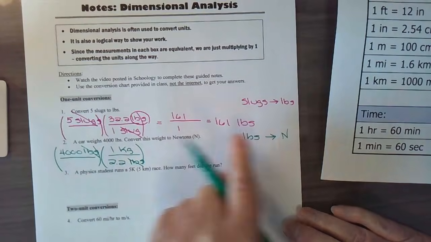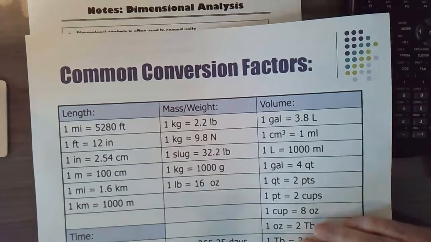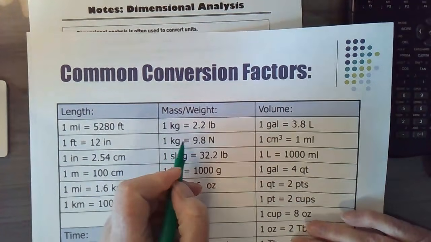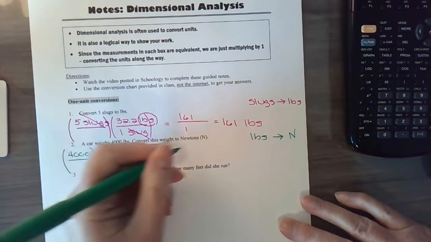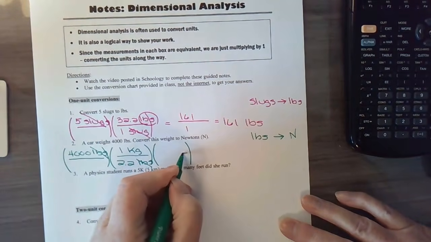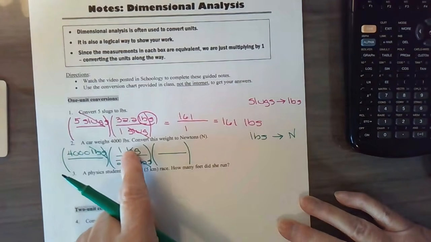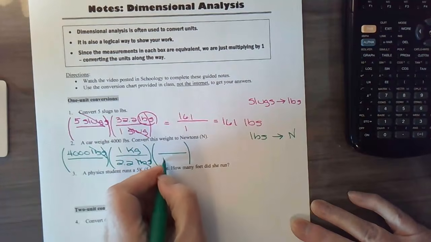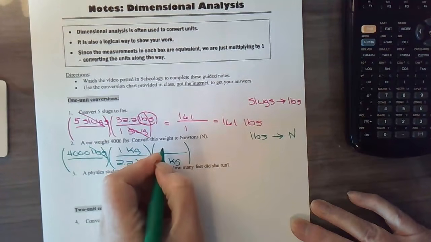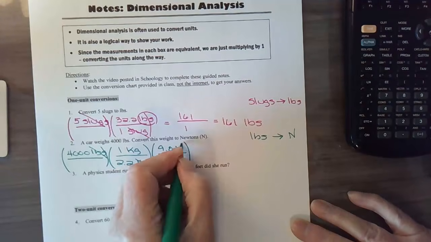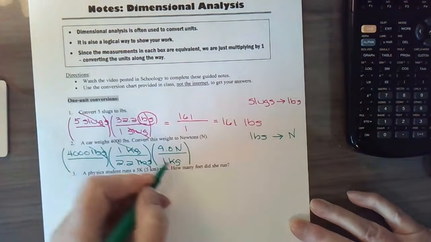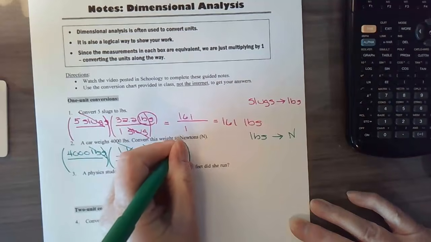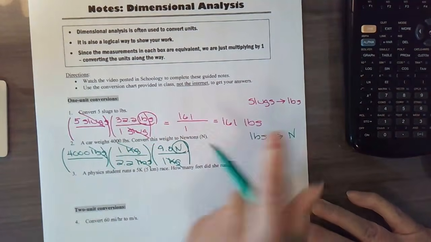How could I get to newtons? Kilograms to newtons. How about this one? 1 kilogram is 9.8 newtons. That's an equivalent fact. So I'm going to put that here. I have a kilogram on top, so I need to make sure the kilogram ends up on the bottom. So 1 kilogram is 9.8 newtons. Kilograms cancel. And that's what I want, newtons. I'm there. That means I'm done.